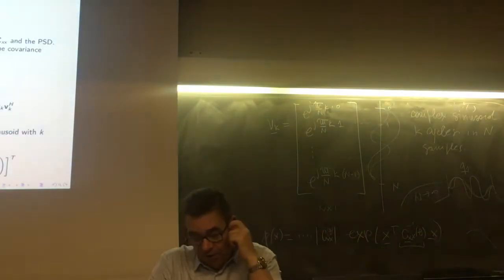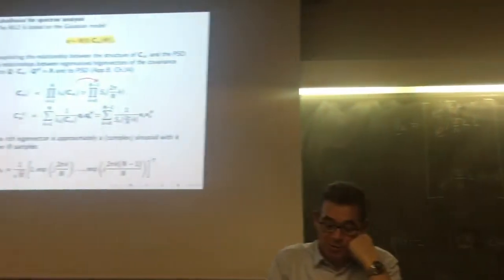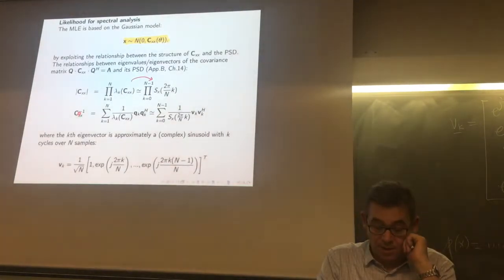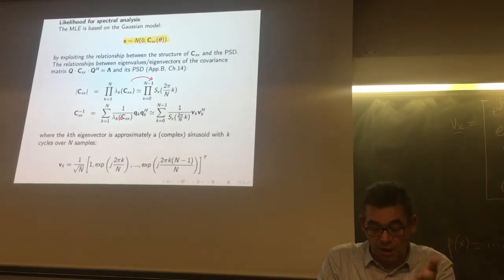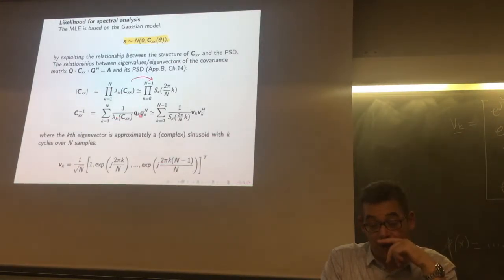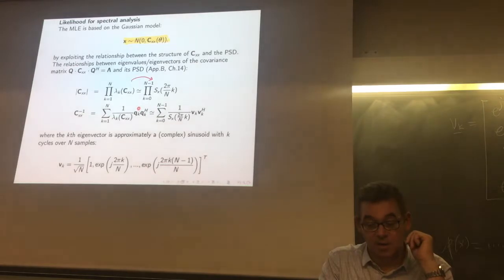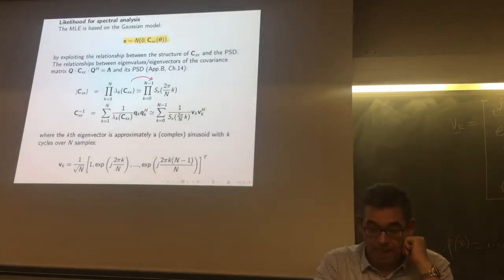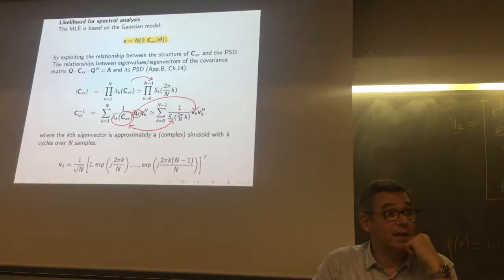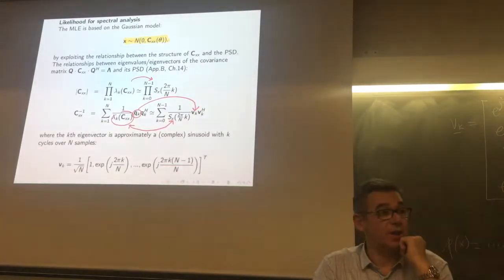I know from the eigenvalue decomposition that the inverse of a square, symmetric matrix is equal to the sum of 1 over the eigenvalues multiplied by qk qk Hermitian, which is a rank 1 matrix. So it's a sum of rank 1 matrices which makes the inverse. And now, since the eigenvalue is approximated by the power spectral density, and qk is approximated by vk, I know everything.